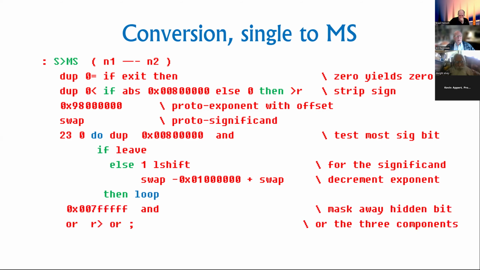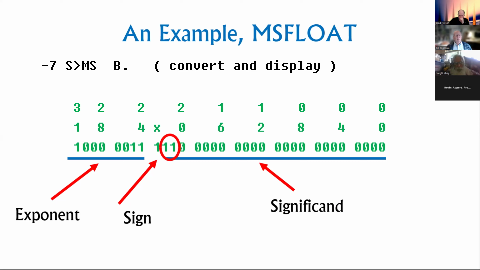So at this point, the 0x007 with all the Fs masks away the hidden bit. We've shifted clear to that last 23-bit position, tested it, stopped our adjustments, and then masked it away. The OR ORs together the 3 components: the sign, the exponent, and the significand. So there is our number complete. We'll look at it again. This is what we saw before. The calculation produces the exponent in the leftmost 8-bit positions, the sign, and then our significand.